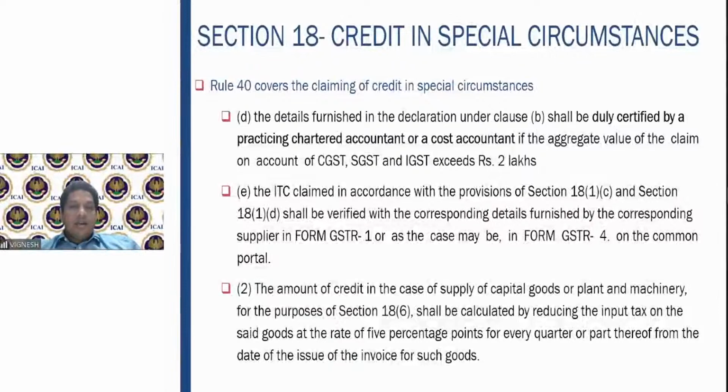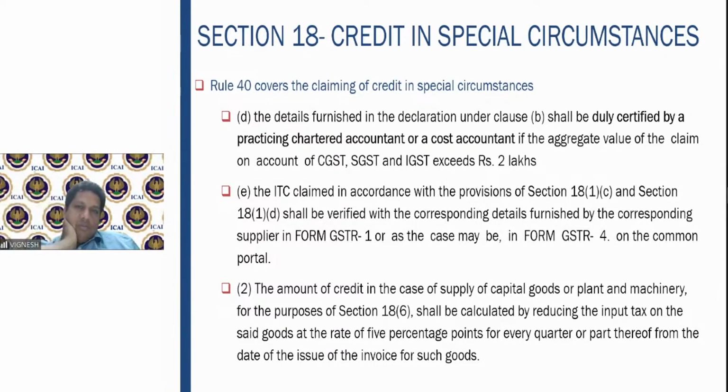This declaration has to be certified by a chartered accountant or a cost accountant if the value of the claim exceeds 2 lakhs. So whatever value of the claim is there, if it is exceeding 2 lakhs, then it has to be duly certified by a practicing CA or a cost accountant. Okay, so the ITC claimed in accordance with the provisions of 18(1)(c) and 18(1)(d) shall be verified with the corresponding details in form GSTR-1 or, as the case may be, in GSTR-4. So in case of C and D, what is happening?